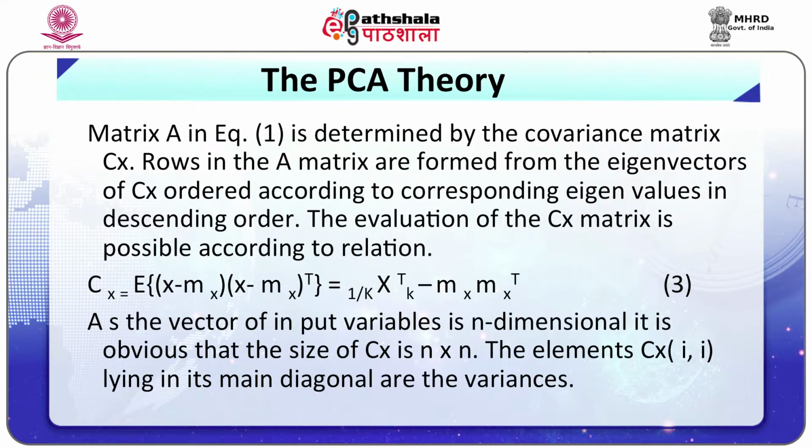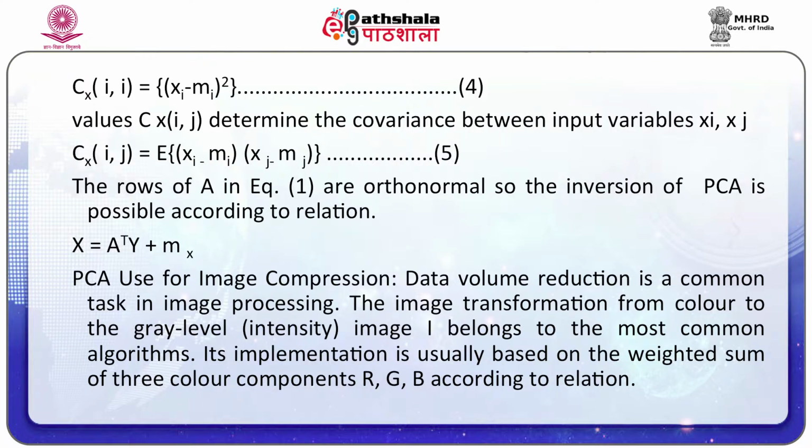Matrix A in equation 1 is determined by the covariance matrix Cx. Rows in the A matrix are formed from the eigenvectors of Cx, ordered according to corresponding eigenvalues in descending order. The evaluation of the Cx matrix is possible according to the relation: Cx is equal to E{(x minus mx)(x minus mx)^T}, which is equal to 1 upon K, sum of x_k x_k^T, minus mx mx^T.